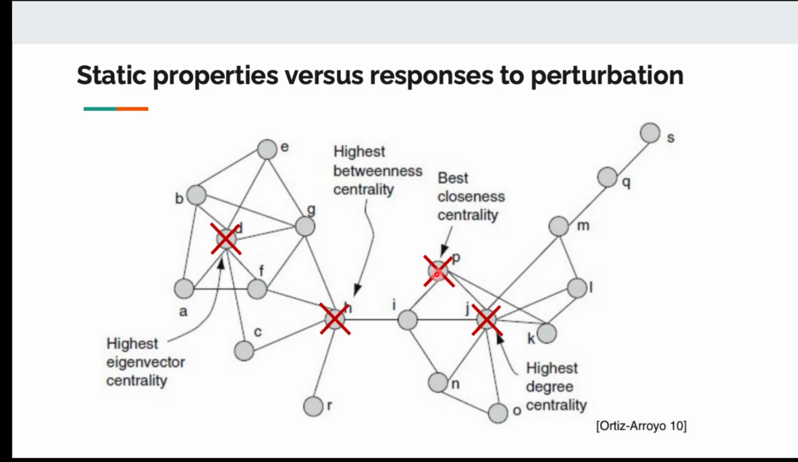Versus if you knock out this node with high closeness, it's at the center. But even though it's at the center of the network in terms of distance, in terms of the structure, if you knock out P, you don't expect much to change in terms of the communication inside the network, because P is kind of outside of the main connection. So the way that we analyze perturbation gives us a different interpretation compared to the scores that we can calculate on the network.